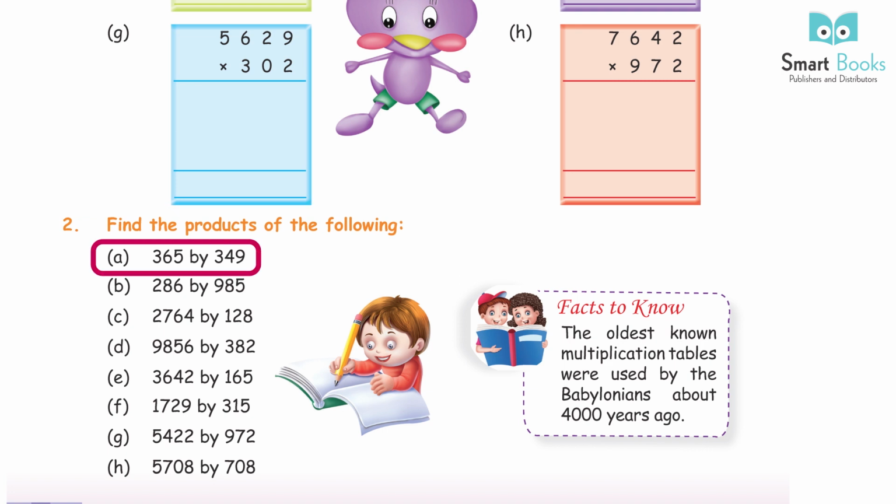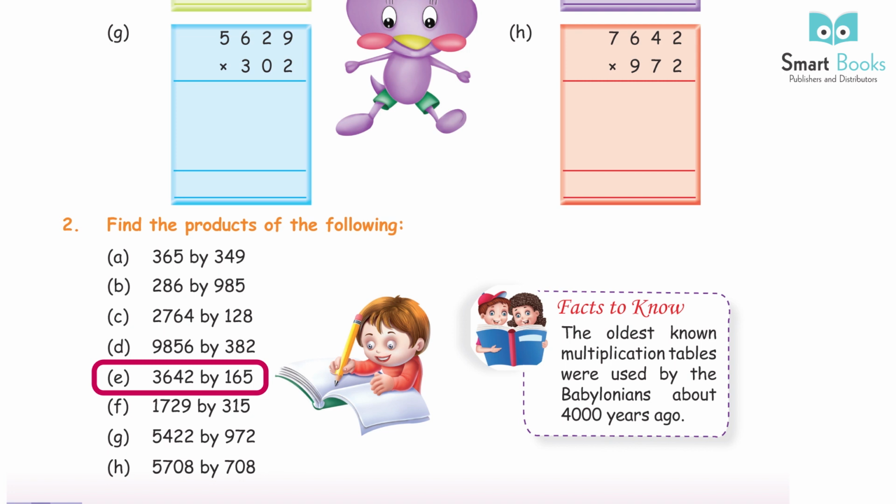Question 2. Find the products of the following. A. 365 by 349. Answer: 1,27,385. B. 286 by 985. Answer: 2,81,710. C. 2,764 by 128. Answer: 3,53,792. D. 9,856 by 382. Answer: 37,64,992.